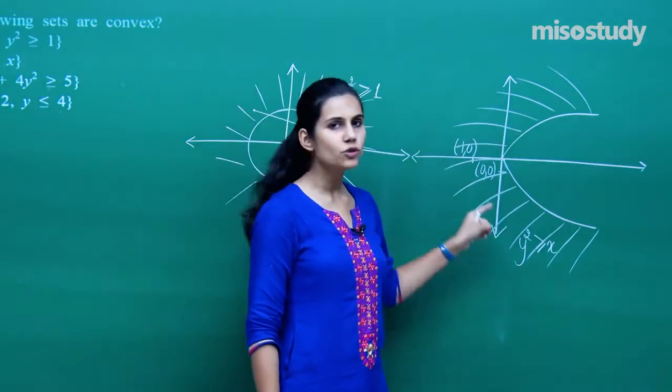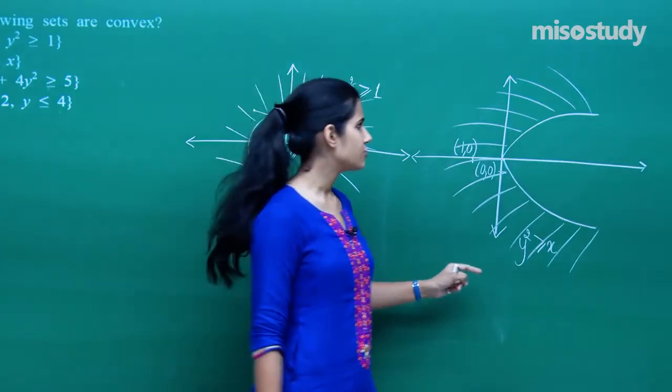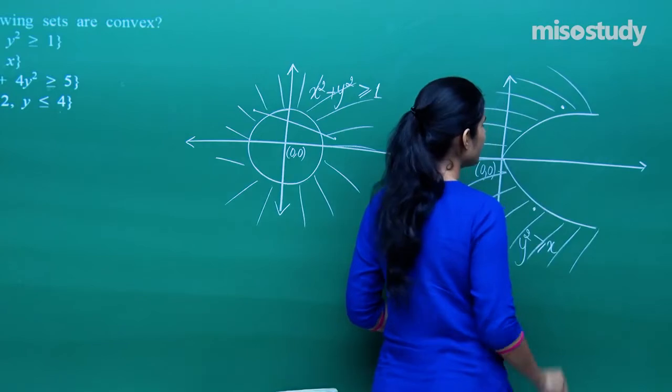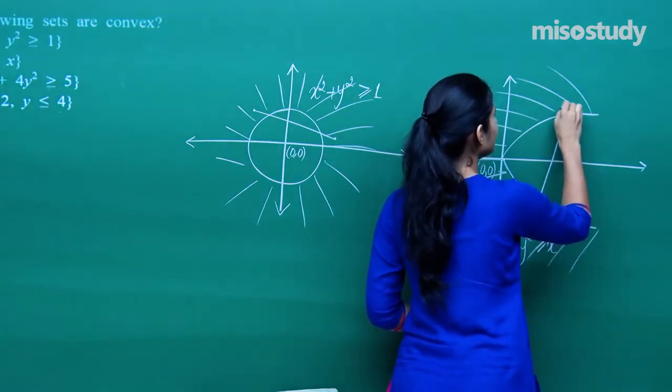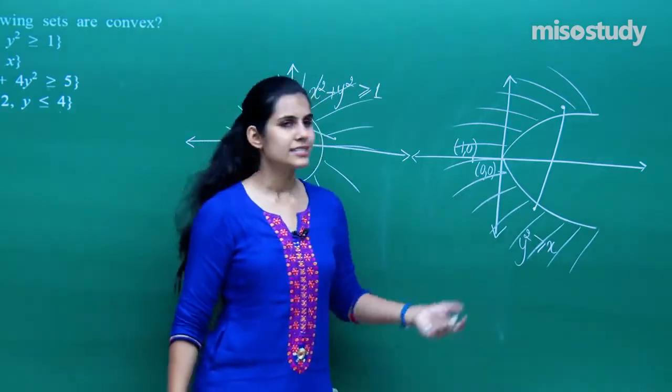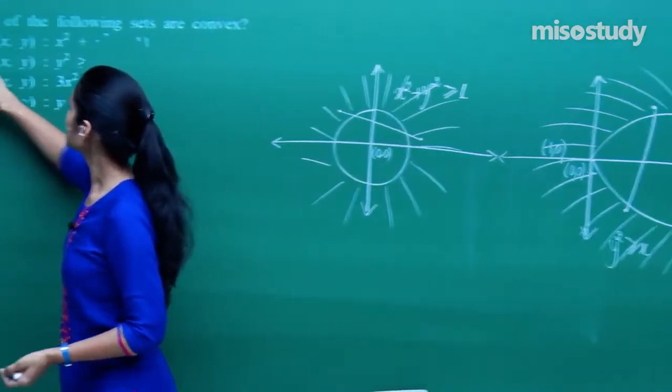Now if this is the region which is given by the very question, is this convex? Again, I have 2 points in the shaded region which when I join, the segment is not completely lying in the shaded region, and therefore this is again not a convex set.